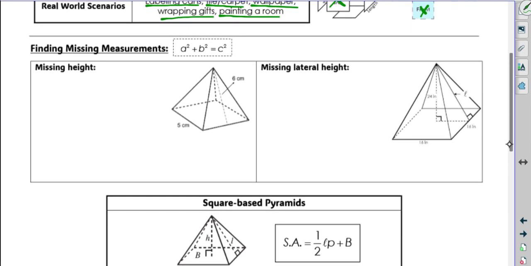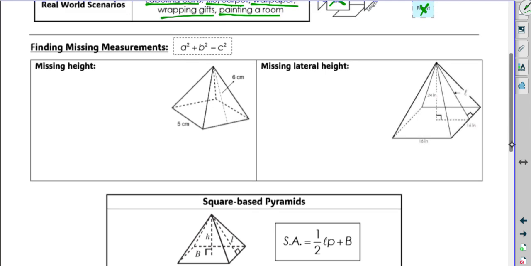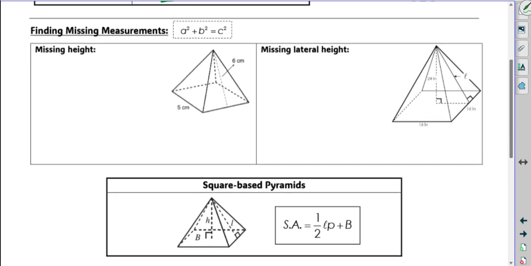All right. Just quickly, we're going to review finding these missing measurements. So on surface area especially, you need to find some missing measurements. There's 3 different numbers that we need for this equation. You're going to need to find all of those on some occasions. This first one, we're just looking at finding the height. Actually, this is what we did for volume. We're thinking about how to find that straight up and down height.